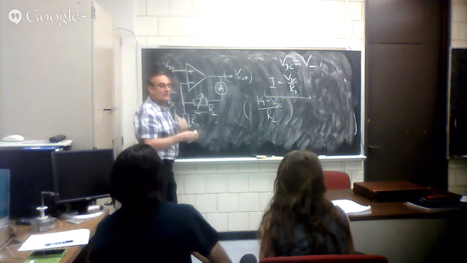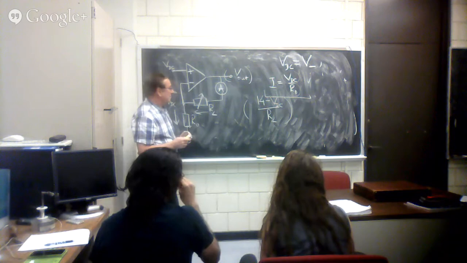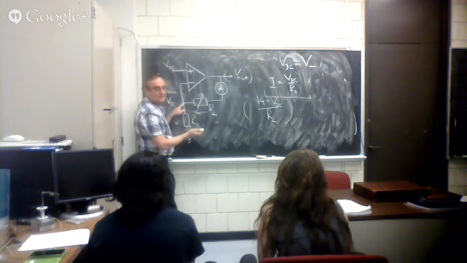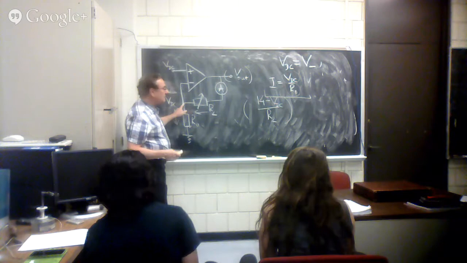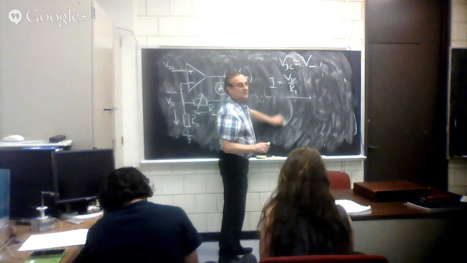This is a practical consideration. What was the purpose of the 14 minus VDC over RL? That's a voltage across here, and therefore that's what pushes the current. Ohm's law still works, right? So this is a limitation. Okay, let's move on. This was current source.